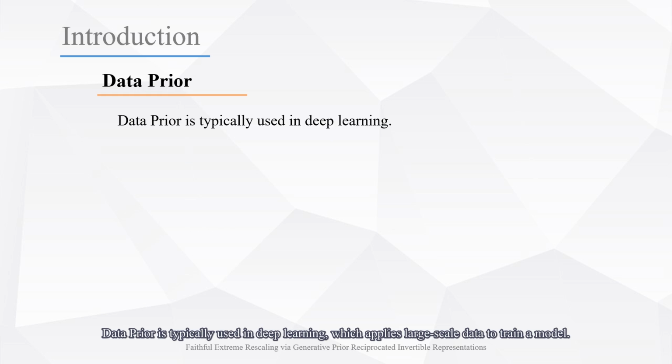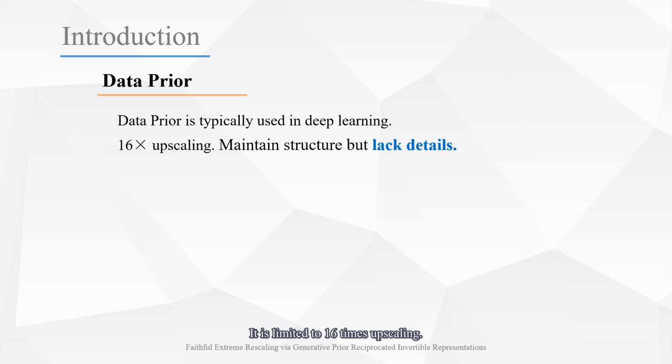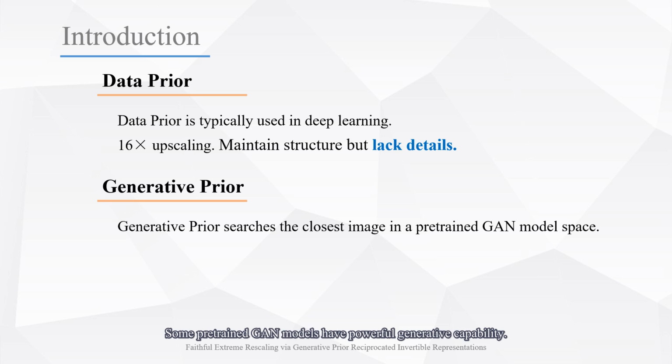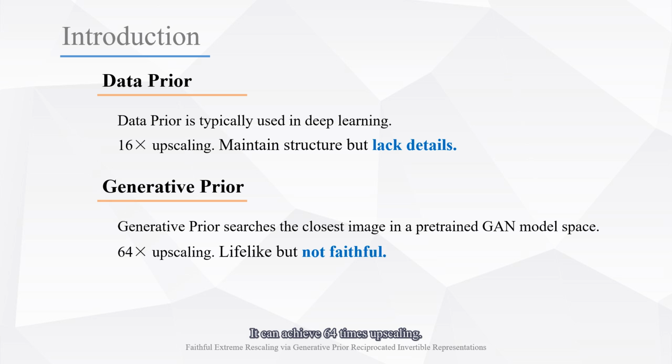Data prior is typically used in deep learning, which applies large-scale data to train a model. It is limited to 16 times upscaling. Data prior is able to maintain the overall structure of images but lacks details. Some pre-trained GAN models have powerful generative capability, and generative prior searches for a latent code in the GAN space to generate the closest result. It can achieve 64 times upscaling, and the results are lifelike but not faithful.